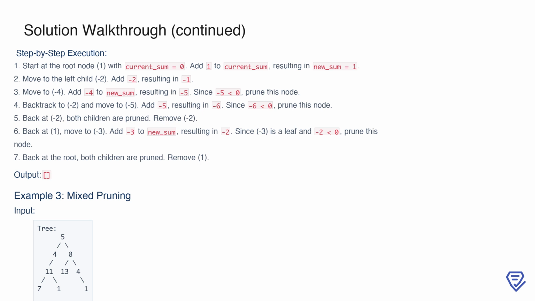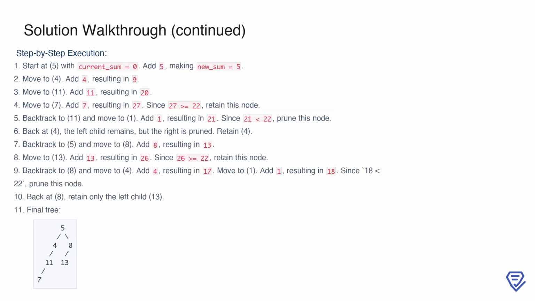The output is an empty tree. In this third example, we start at the root node, which is 5, with a current sum of 0. Adding 5 to the current sum gives a new sum of 5. We then move to the left child, node 4, and add its value to the sum, resulting in 9. Next, we move to the left child of 4, which is node 11. Adding 11 to the sum gives us 20.